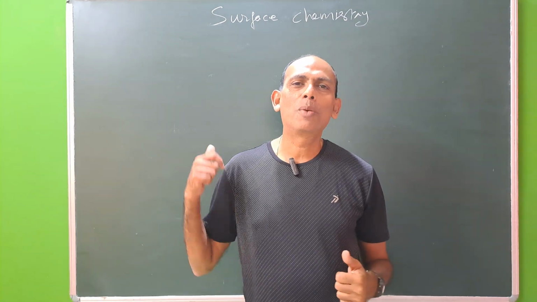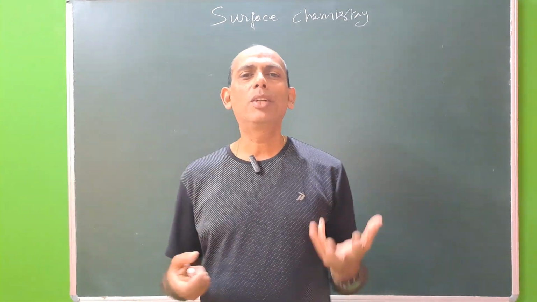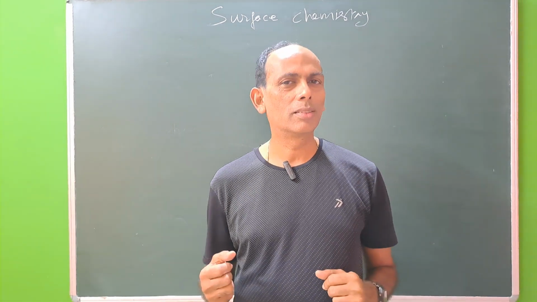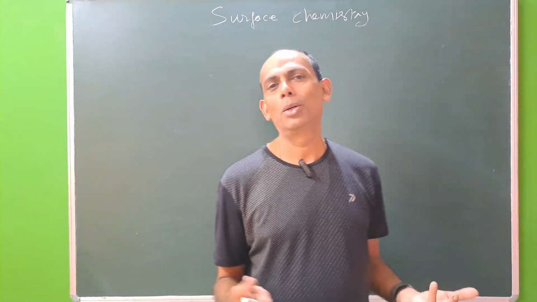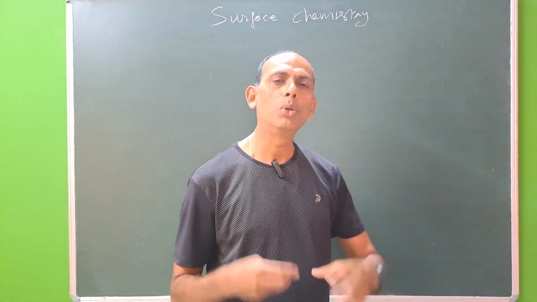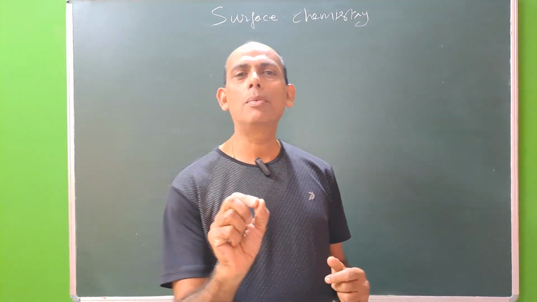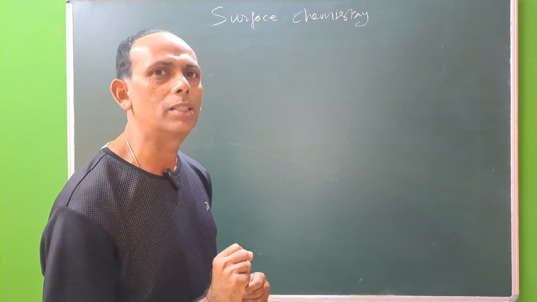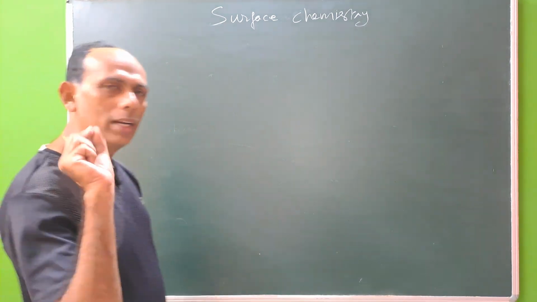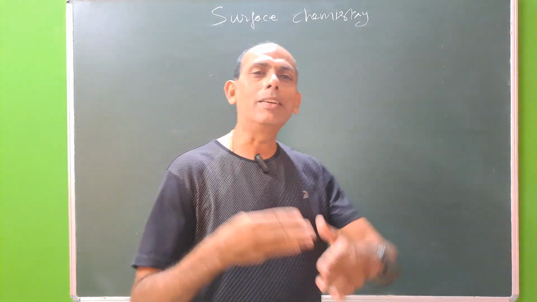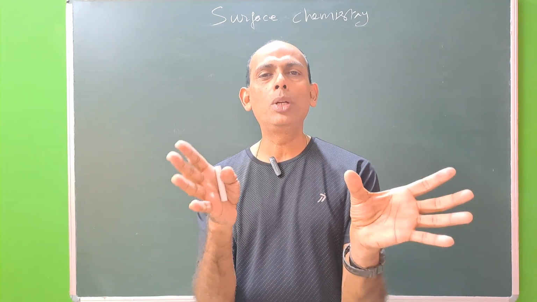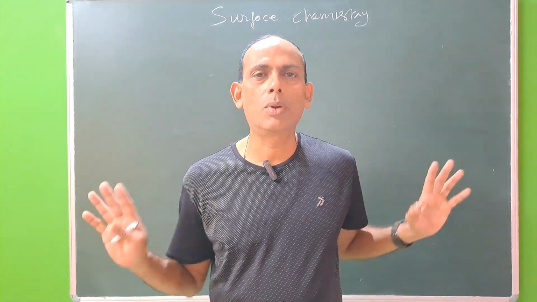We are going to learn this topic, surface chemistry. This is one of the topics of physical chemistry. The word is very common, very easy to know. You know what a surface is, you know what chemistry is. But in chemistry, the word surface has a special meaning. I'll tell you what it is. It's basically an interface between two different types of substances. That is a surface.